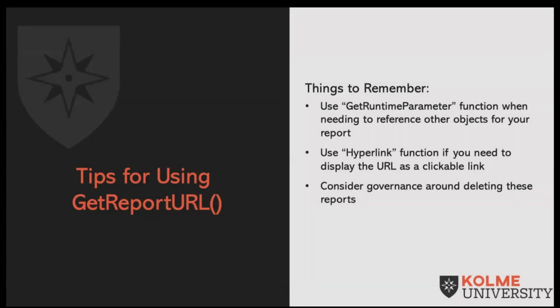Okay, yes, we have a couple quick tips and tricks when using this function. First off, there are two functions that are very useful to use in conjunction with get report URL. The get runtime parameter function is useful when needing to reference other objects from your report. And as we saw in the last example, the hyperlink function is useful when you need to display the URL as a clickable link. And because you are now embedding report IDs, kind of hard coding those inside of your configuration, you should make sure there is governance around deleting that report. Otherwise, it will break your business rules.